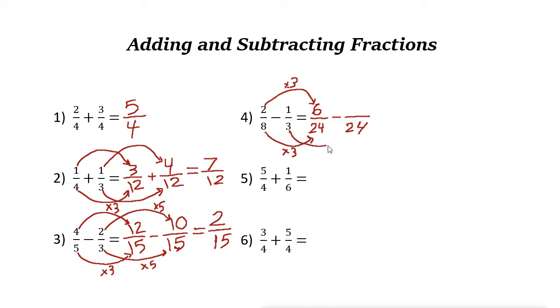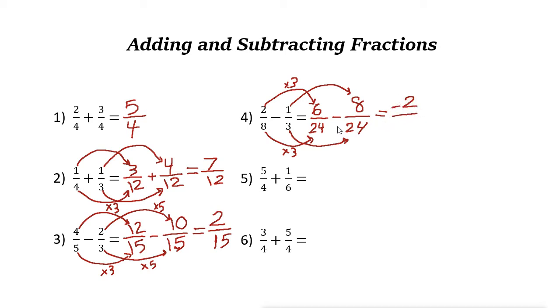Now 3 multiplied by 8, you got 24. Do the same thing. 1 times 8 is 8. So the answer is 6 over 24 minus 8 over 24. The answer is 6 minus 8. 6 is smaller than 8. 6 minus 8 is -2.